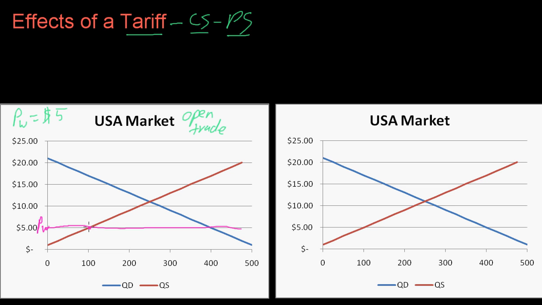So then the US is going to supply 100 toys, so this will be the quantity supplied, and it's going to consume 400 toys. So this will be the quantity demanded or consumed. And then we're going to have a consumer surplus of this entire big triangle right here. And we're going to have a producer surplus of this little triangle down here.